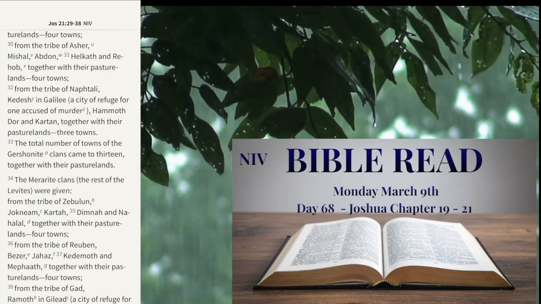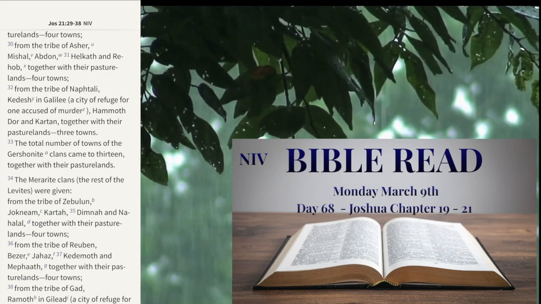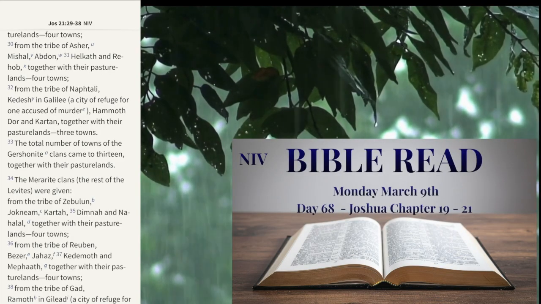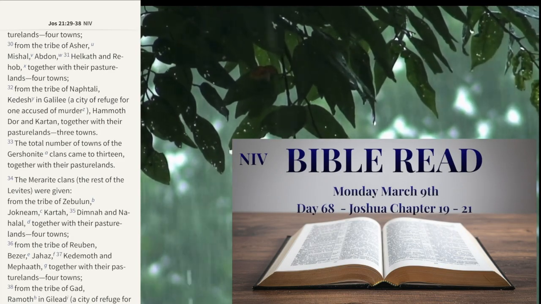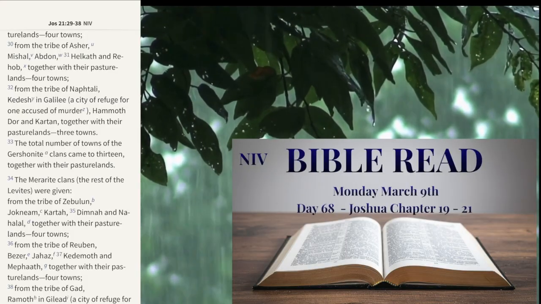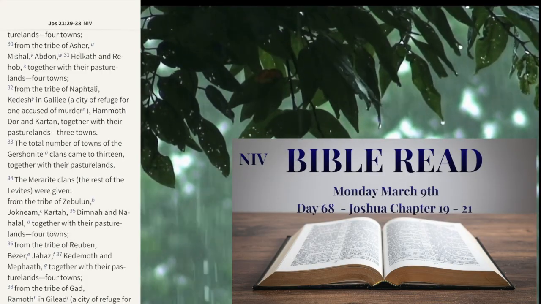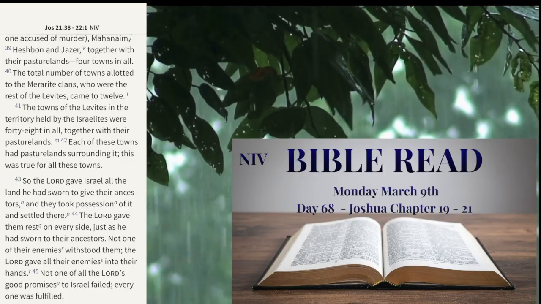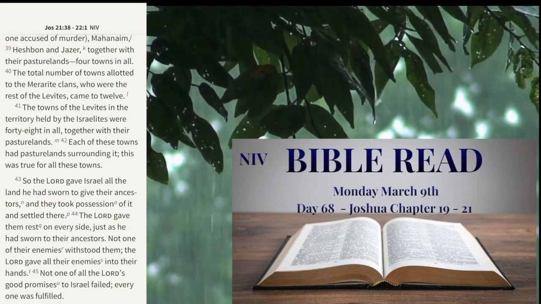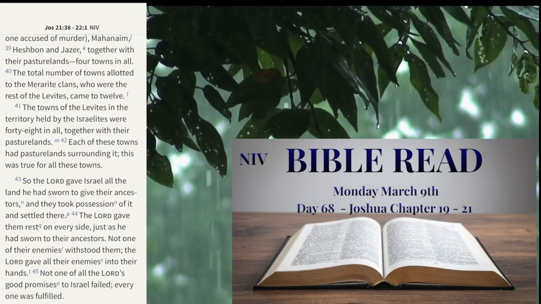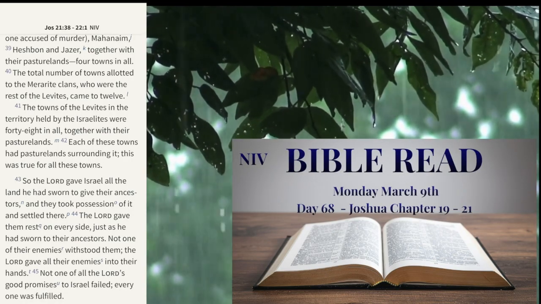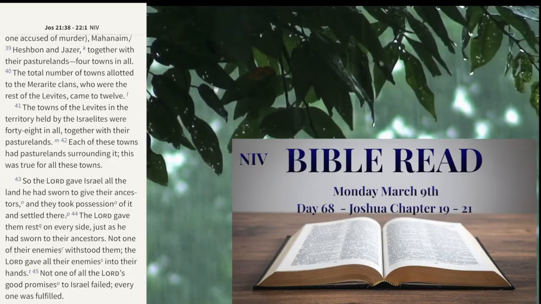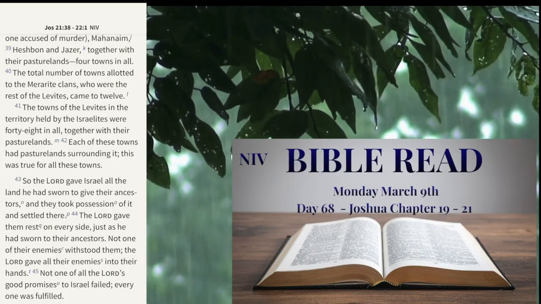The Merarite clans, the rest of the Levites, were given from the tribe of Zebulun, Jokneam, Kartah, Dimnah, and Nahalal, together with their pasture lands, 4 towns. From the tribe of Reuben, Bezer, Jahaz, Kedemoth, and Mephaath, together with their pasture lands, 4 towns. From the tribe of Gad, Ramoth in Gilead, a city of refuge for one accused of murder, Mahanaim, Heshbon, and Jazer, together with their pasture lands, 4 towns in all. The total number of towns allotted to the Merarite clans, who were the rest of the Levites, came to 12. The towns of the Levites in the territory held by the Israelites were 48 in all, together with their pasture lands. Each of these towns had pasture lands surrounding it. This was true for all these towns.